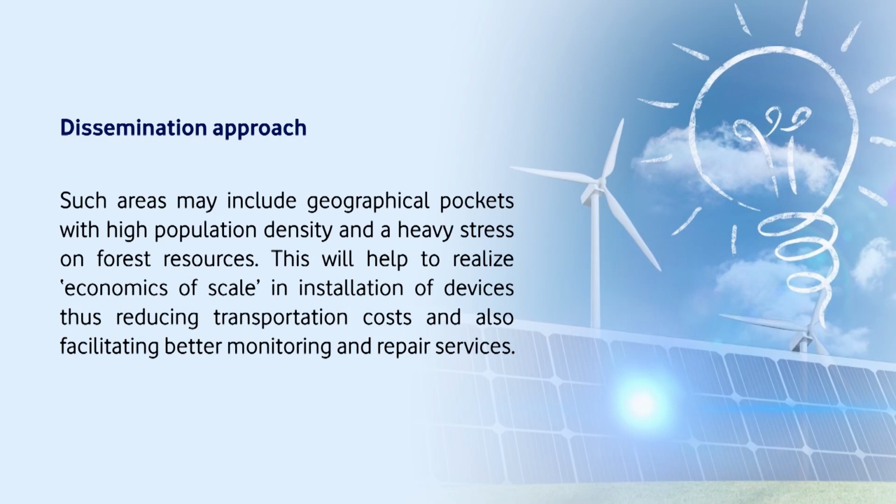To create significant impact, the dissemination strategies should have a geographical focus, with a centralized deployment of a technology based on its careful matching with the community's needs and resource base. For example, improved cookstoves that save on wood should be promoted in areas with fuel wood scarcity. Such areas may include geographical pockets with high population density and heavy stress on forest resources. This will help to realize economies of scale in the installation of devices, thus reducing transportation cost and also facilitating better monitoring and repair services.